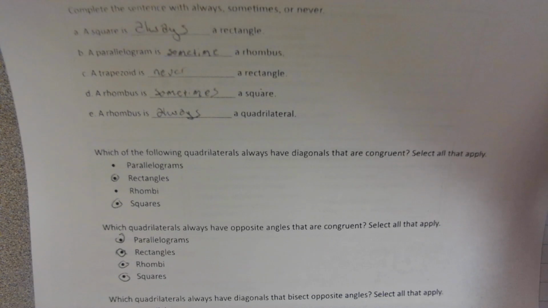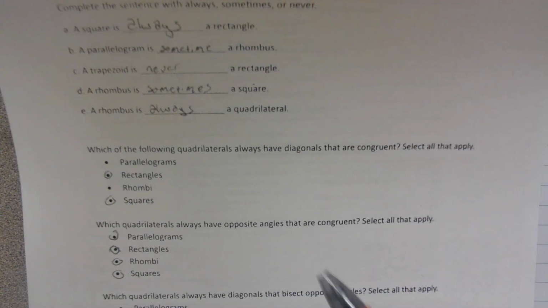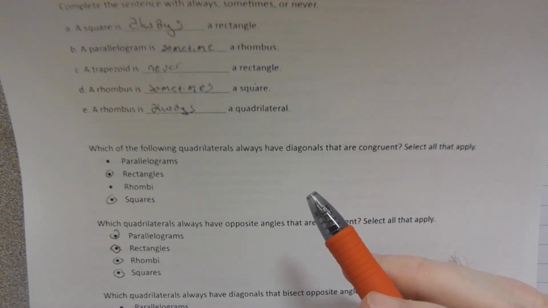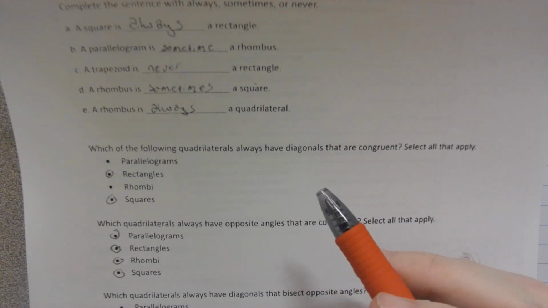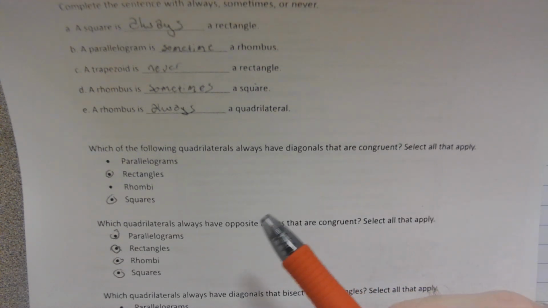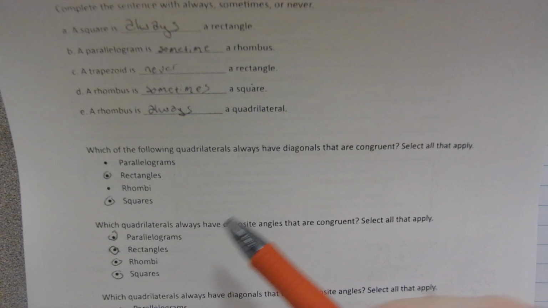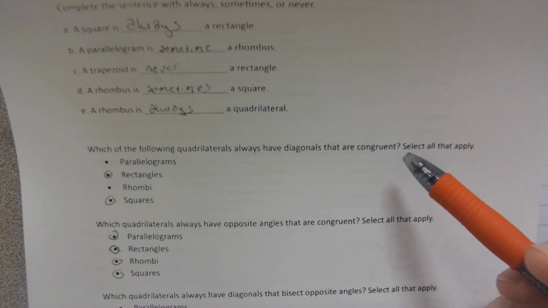Now, we look at this. Which of the following quadrilaterals always have diagonals that are congruent? Choose all. Well, rectangles and squares always have diagonals that are congruent.